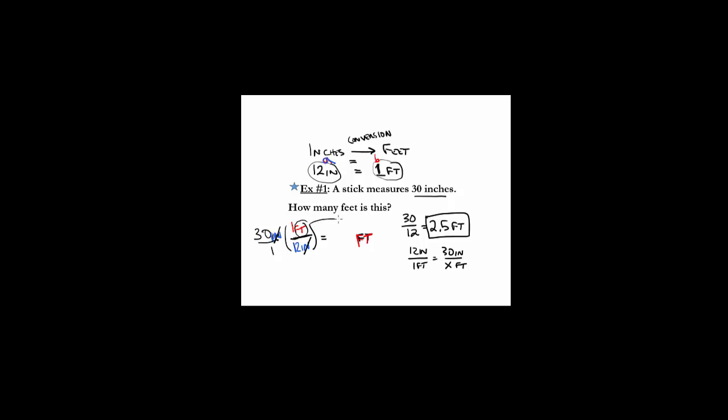The very unit that we want, right? And look what's left over. The number 30 is left over on the top, so let's just copy it over. And the number 12 is left over on the bottom. Let's copy it over. And so in fact, your answer is exactly what we found over here, right? 30 over 12, otherwise known as 2.5 feet.